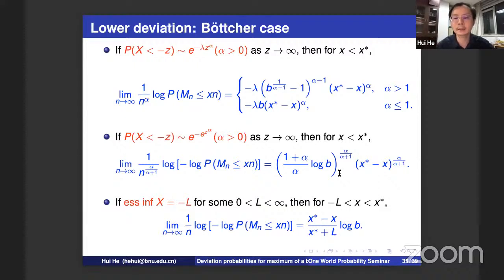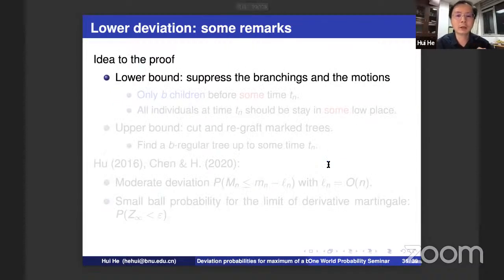I can explain why the little b appears in the limit. That is, we consider the basic ideas of this proof. So for the lower bound, you just suppress the branchings and the motions. How to suppress the branchings? Since we are in the Schröder case, this means that there are at least b children, right? According to the definition of the little b, it means the minimum number of possible offsprings. So when an individual dies out, it has at least b children.